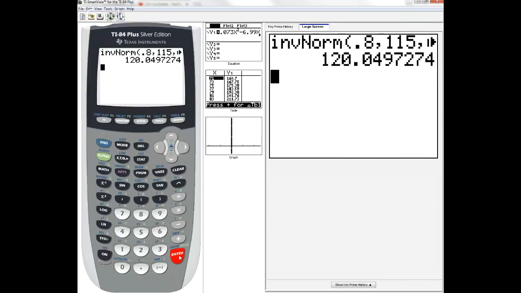And there you have it. That's in the units of the problem. The only reason I threw this one in is I want you to see with inverse normal as well, if you want to change the mean and standard deviation to what the problem is, feel free to do that. The calculator feature will allow you to do that.